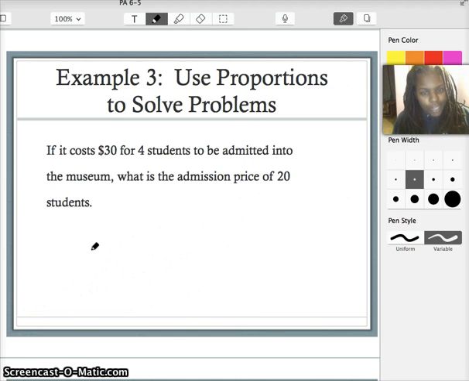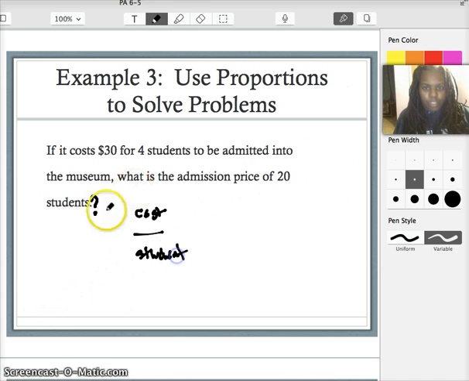If it costs $30 for 4 students to be admitted into the museum, what is the admission price of 20 students? And there should be a question mark here. My apologies. All right, so what's the situation? Well, this looks a lot like the last problem, right? So we're going to set up a situation. Let's do cost, and then the number of students at the bottom when we're setting up our ratio.